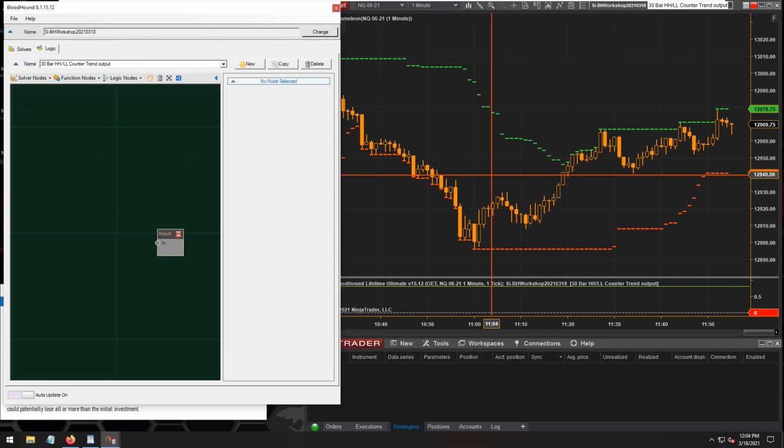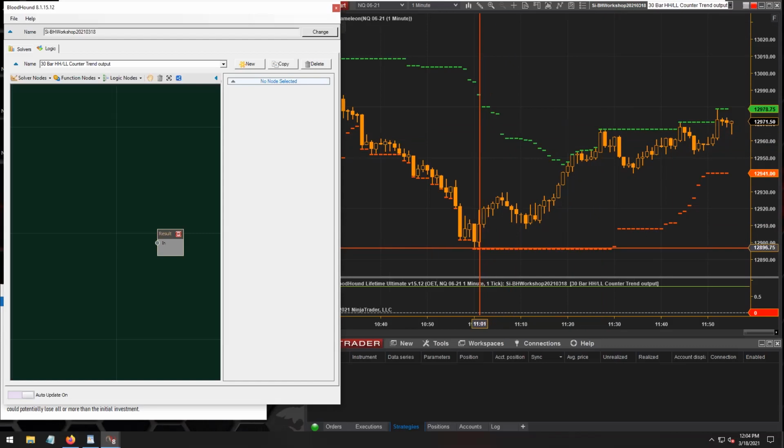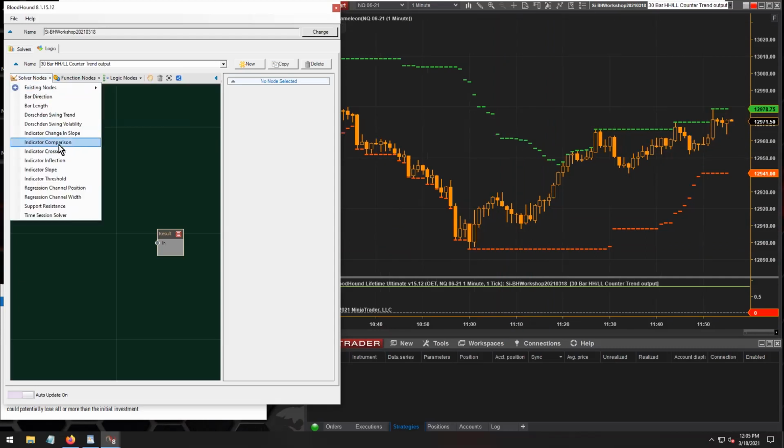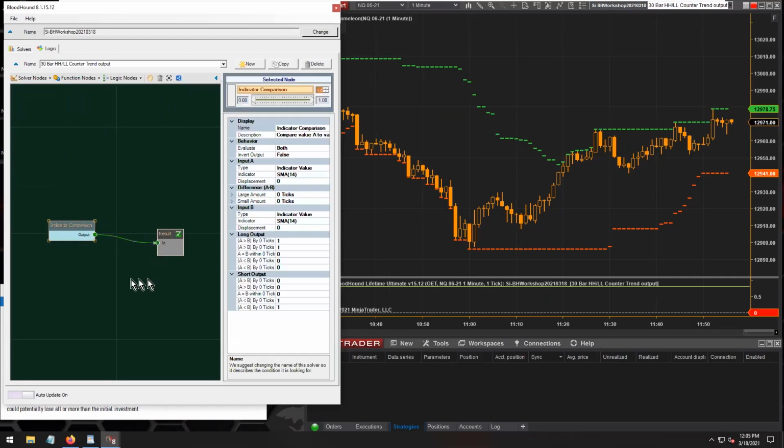To do this, we're going to compare either the high of the bar or the low of the bar to this 30 period look back of the highest high or the lowest low. So we're going to use a comparison solver to do that. Yes, this is a counter trend. So we're going to use the low price to generate a long signal or the high price to generate a short signal. And we're going to compare that to a 30 period highest high or lowest low.